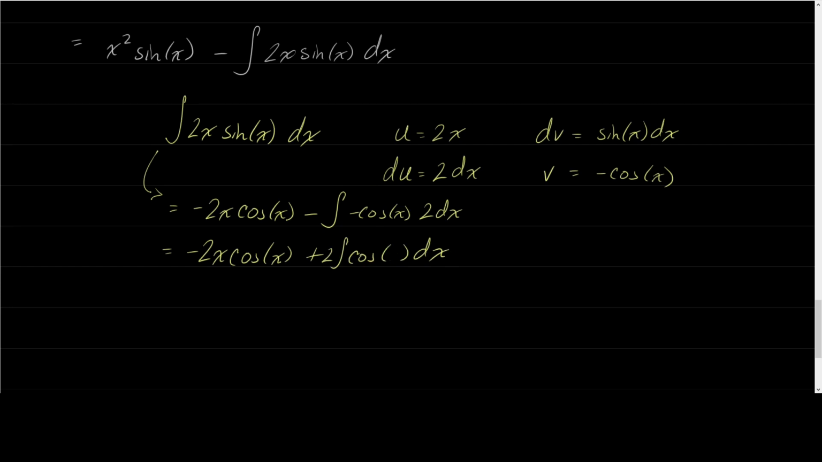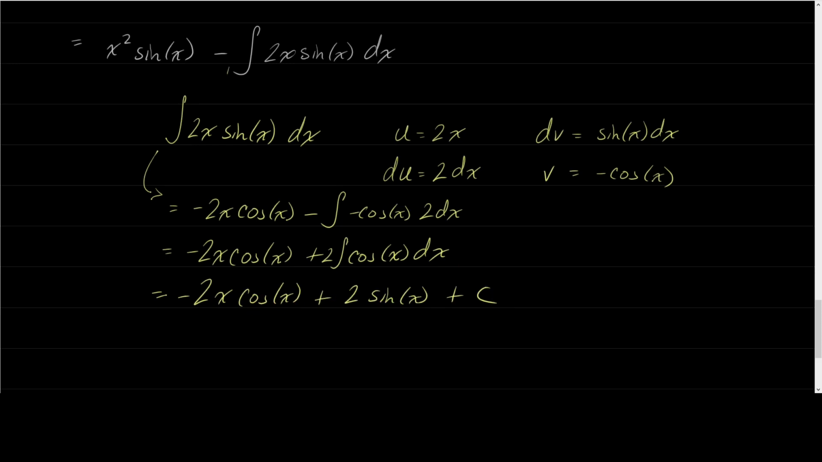So now this integral really becomes uv, so negative 2x times cosine x, minus the integral of v, negative cosine x, du, 2 dx. So rewriting that is really just negative 2x cosine of x plus 2 times the integral of cosine of x dx, right? And at that point, we know the integral of cosine x. That's just sine. So we have negative 2x cosine x plus 2 sine of x plus c.